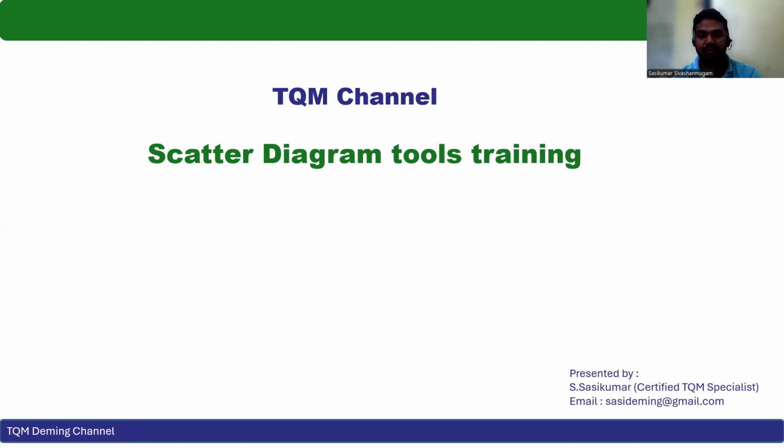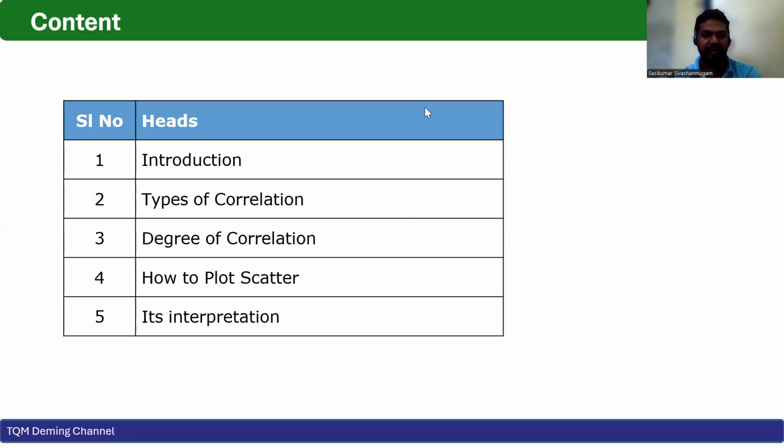I'm Shashi Kumar. I have 14 years of experience in the field of TQM as well as continuous improvement. Today, we're going to talk about and see the scatter diagram. The topics for today are the introduction, scatter diagram, types of correlation, degree of correlation, how to plot a scatter diagram, and how to interpret it from the application point of view.